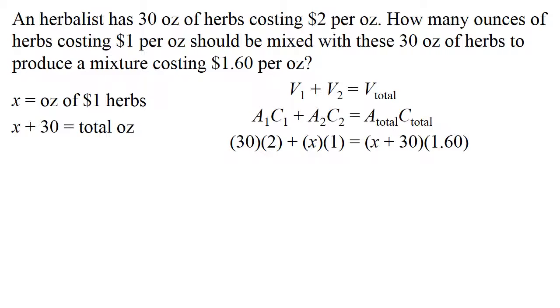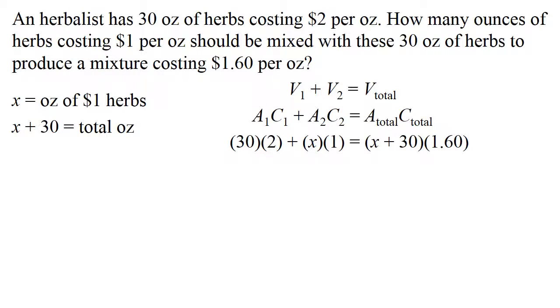So 30 of the first one, its cost per ounce, X number of ounces of the second one, and its cost per ounce, $1, and then our total number of ounces, X plus 30, and our overall total cost of our mixture. And now we're just going to work this equation out.